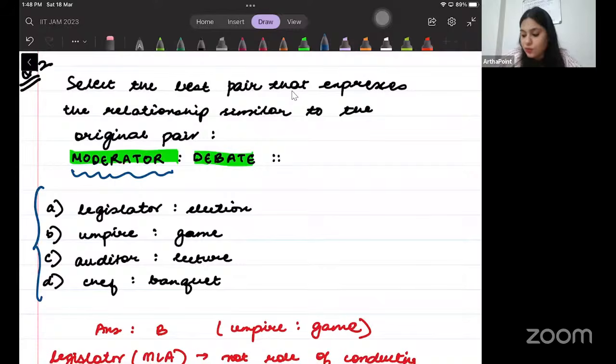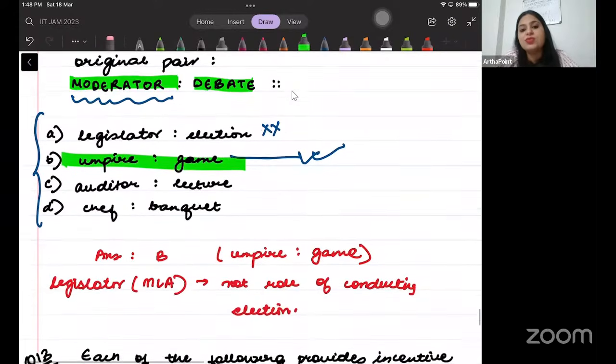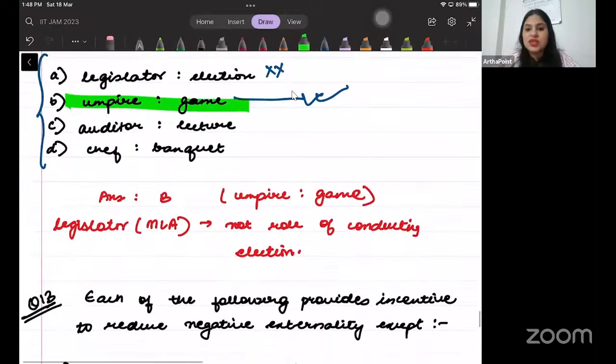And it asks, what is a similar thing to this? Legislator to election? No. Legislators are participants of the election. They don't moderate the elections. Umpire to game? Yes. An umpire moderates the game like a moderator moderates the debate. Auditor to lecture? No. Chef to banquet? No. Chef is not managing the banquet, right? So the correct answer to this question will be B, umpire to game.